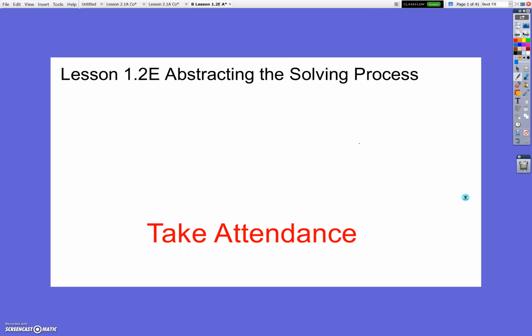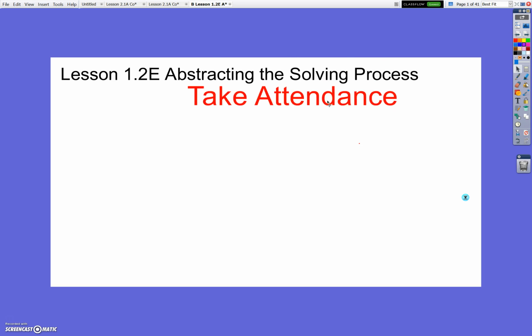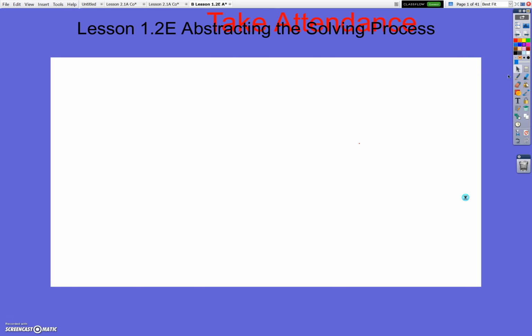So we're going to talk about abstracting the solving process. This is going to be a little weird because instead of normal problems, we're going to have just variables. So let me show you something. Let's look at something that you know.